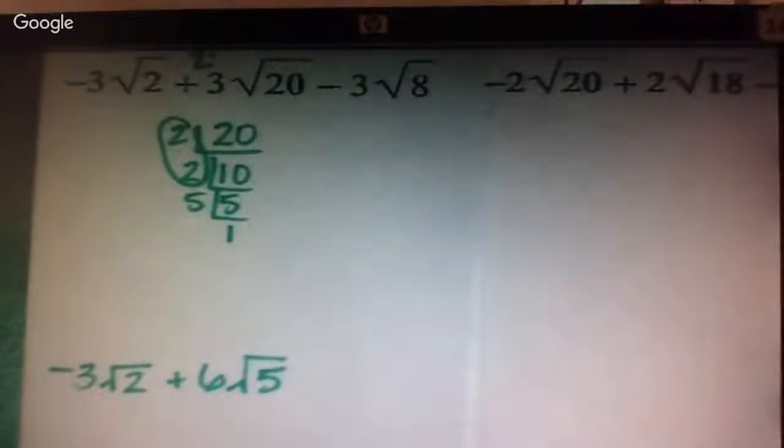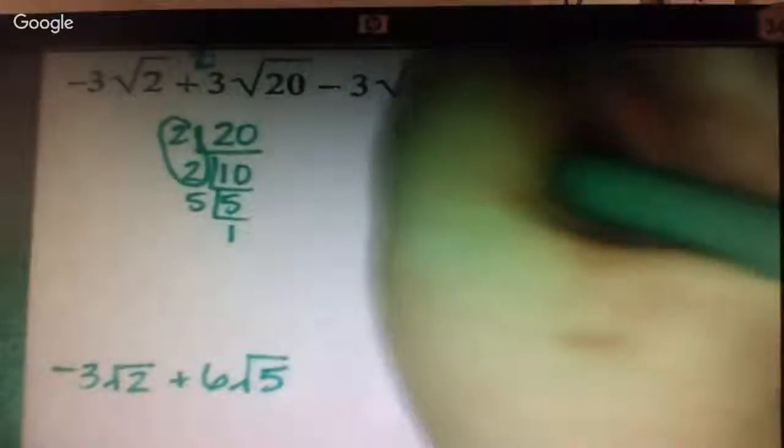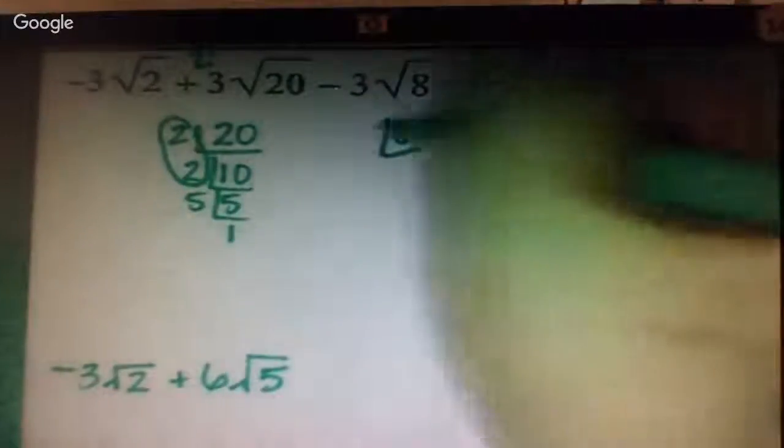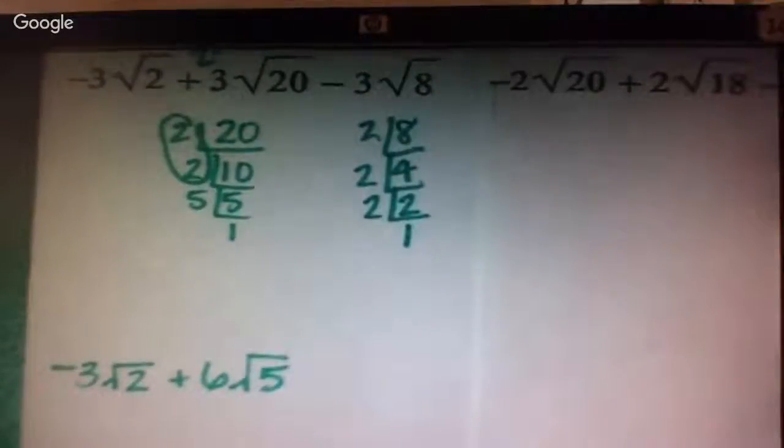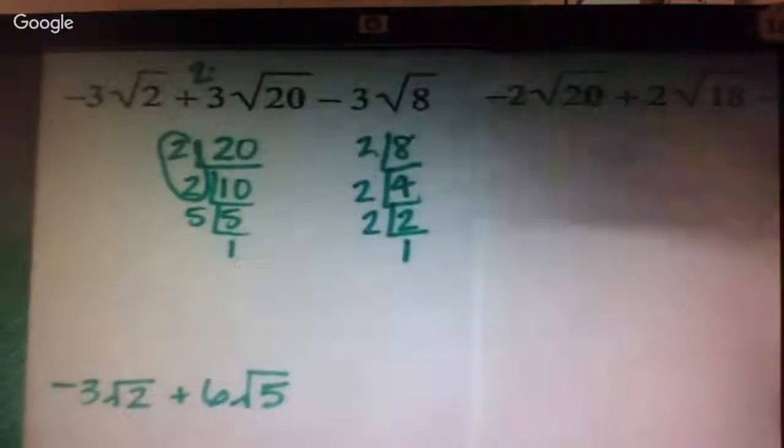You multiply by 2 because what you circle, you pull out front, right? Yes. Okay, I need to bring out 8. 2 and 4. 2 and 2. 2 and 1. What am I grouping? 2s.